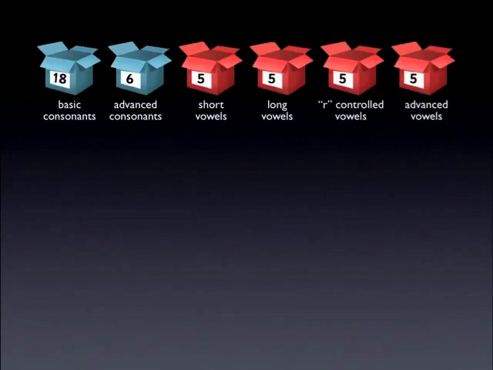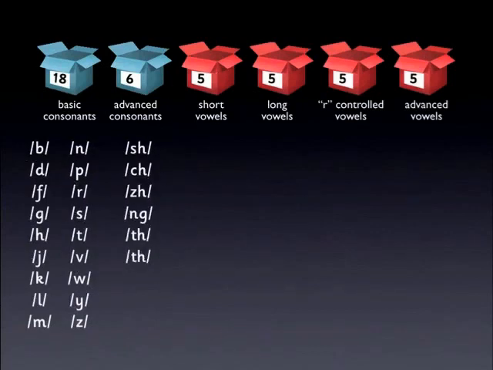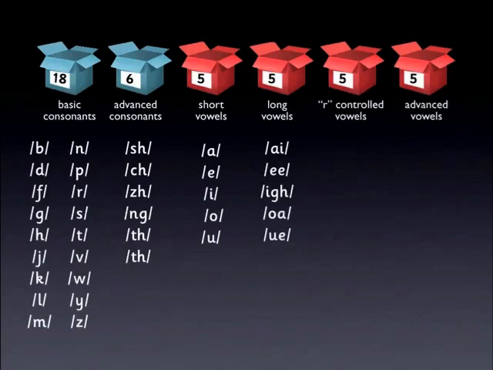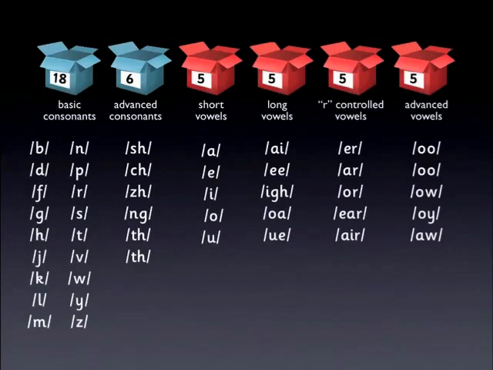Let's look at them all. We've got 18 basic consonants, 6 advanced consonants, 5 short vowels, 5 long vowels, 5 controlled vowels, and 5 advanced vowels, making up the 44 phonemes.